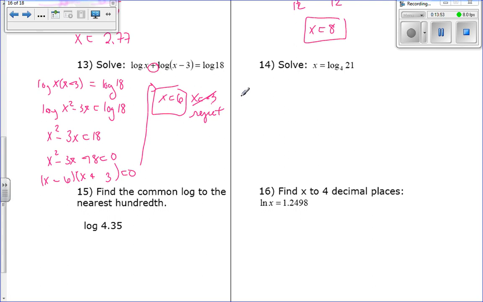We did one very similar to 14 on the front page. You can use the change of base formula, or you could put it into exponential form and then take the log of both sides. And when you do that, you end up using the change of base formula. The change of base formula is simply x equals the log of 21 divided by the log of 4, because it's the log of the number divided by the log of the base. So x is equal to 2.0.